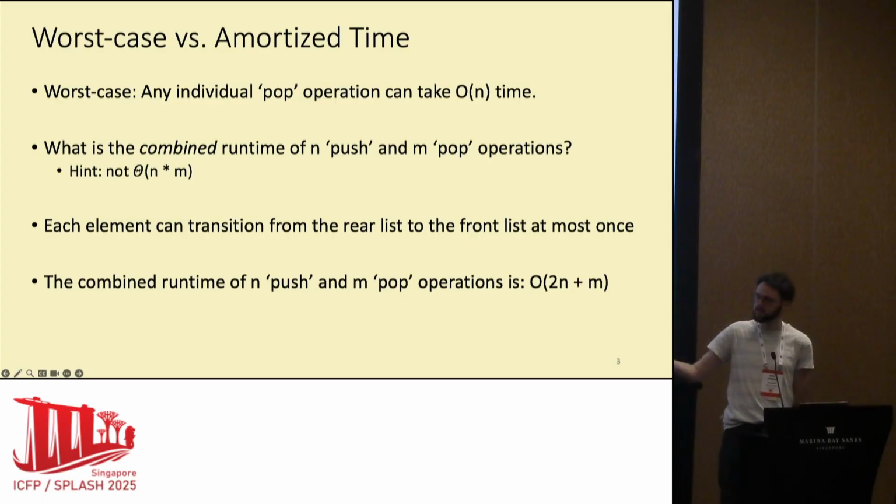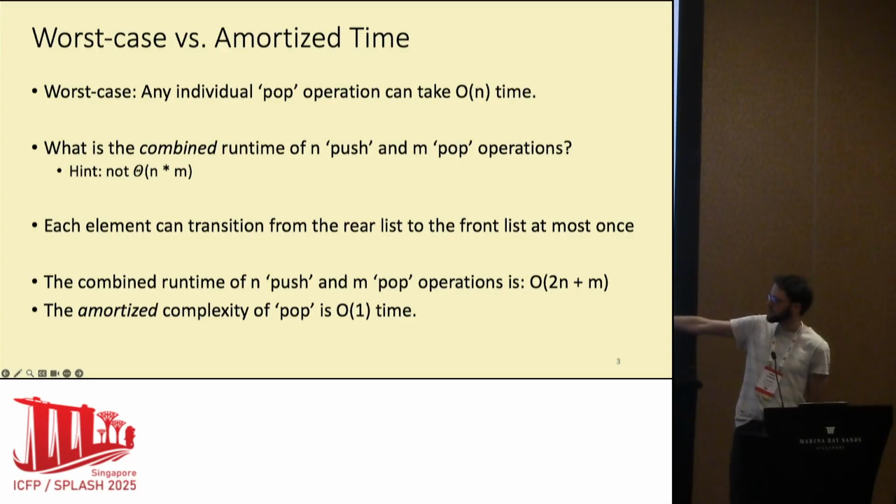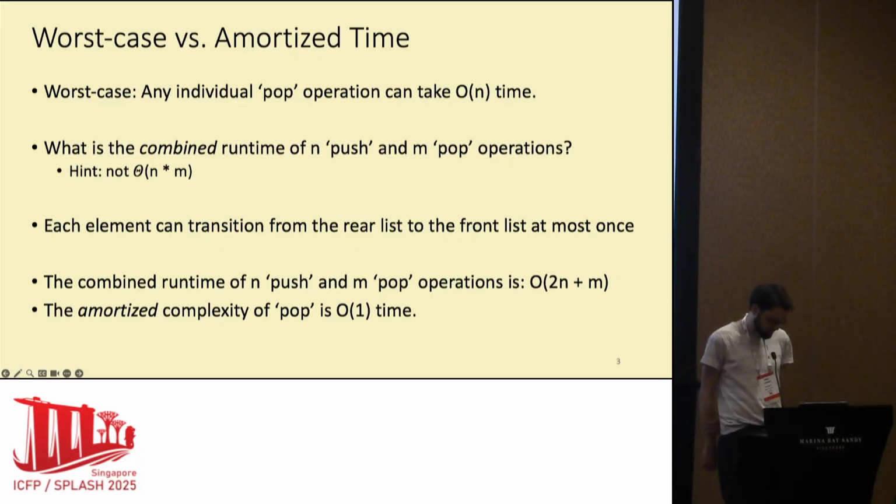So if you kind of look at this in a combined manner, like n push and n pop operations, well, you have to pay for n push operations, and you have to pay for n reversals, potentially, and then for m pops, which is, of course, a much better runtime than the n times m you might have imagined naively, right? And so in an amortized sense, we might say pop takes O of one time. And so the way you can make this argument precise is by reasoning about credits.